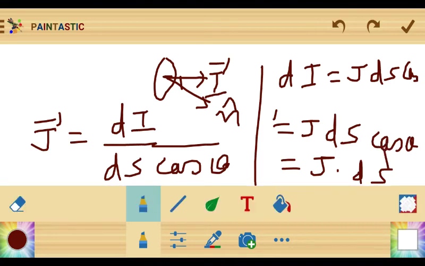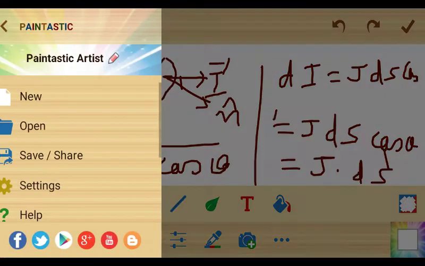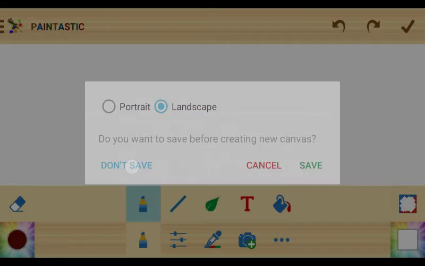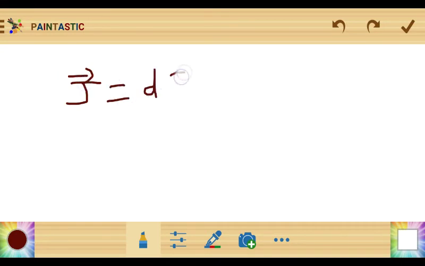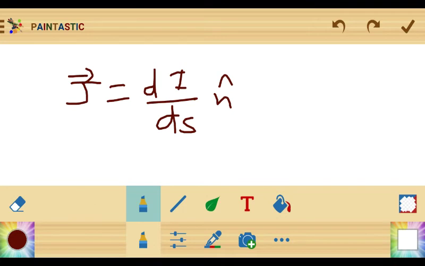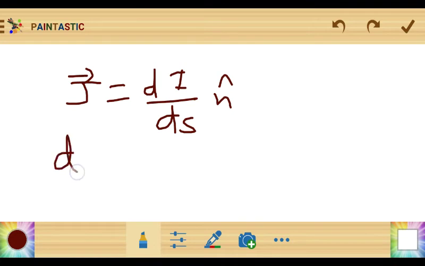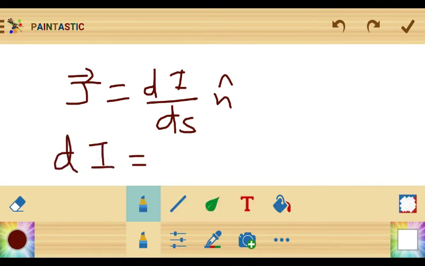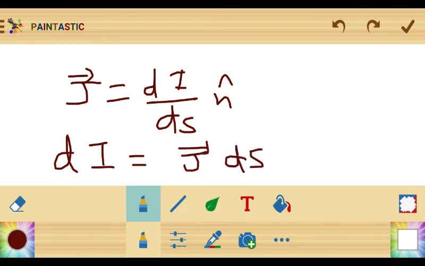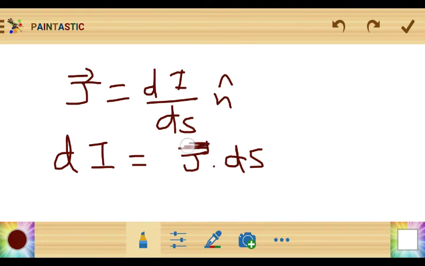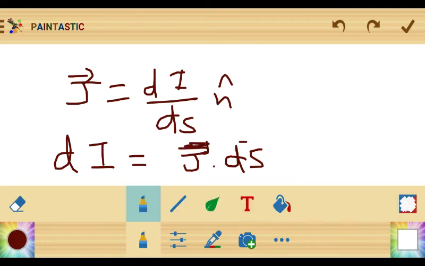Or a more convenient way, as we know, J is equal to dI upon dS n cap. What I'll do is simply multiply. So dI is equal to J, dS, and this, now dS into n cap.